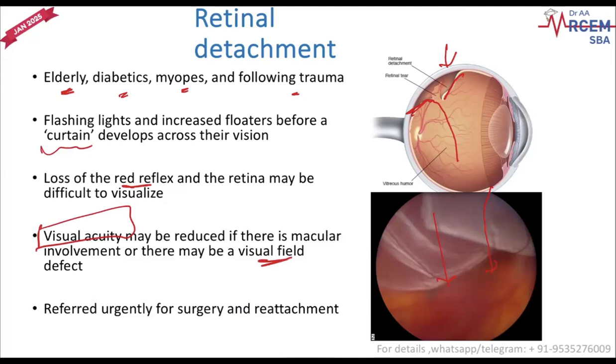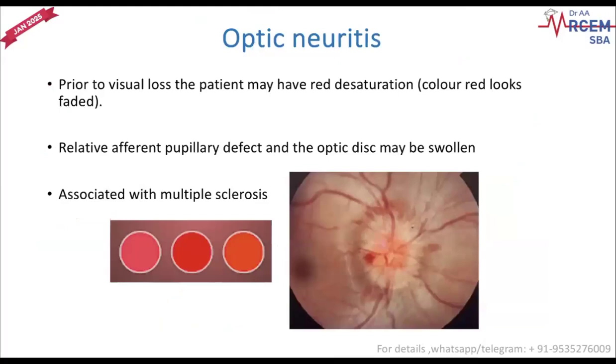Visual field defects will be there. If it is a complete retinal tear, you might not see. Complete blindness might be there in those patients. This is one of the painless causes for loss of vision. You need to immediately refer to the ophthalmologist for a surgery so that they can reattach the retina.